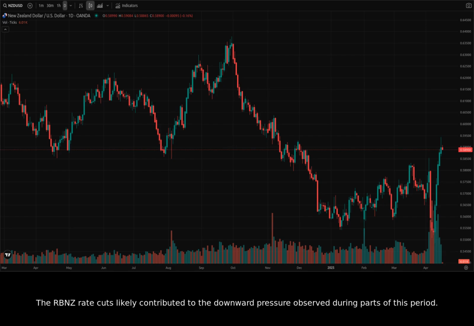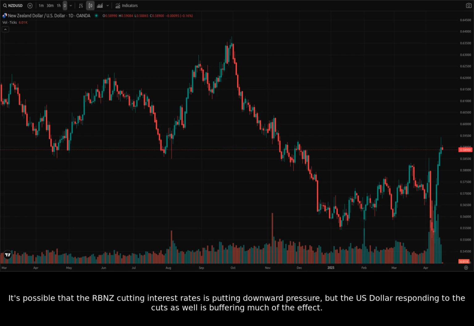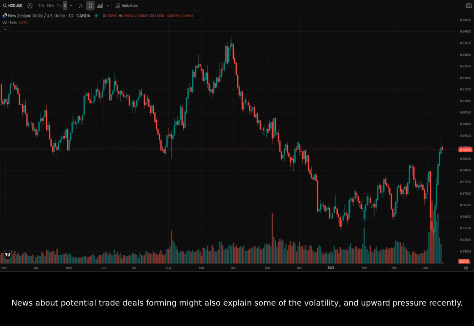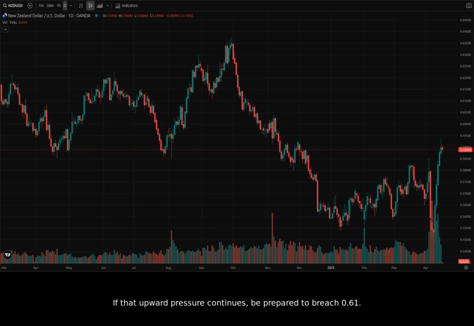The RBNZ rate cuts likely contributed to the downward pressure observed during parts of this period. It's possible that the RBNZ cutting interest rates is putting downward pressure, but the US dollar responding to the cuts as well is buffering much of the effect. News about potential trade deals forming might also explain some of the volatility and upward pressure recently. If that upward pressure continues, be prepared to breach 0.61.